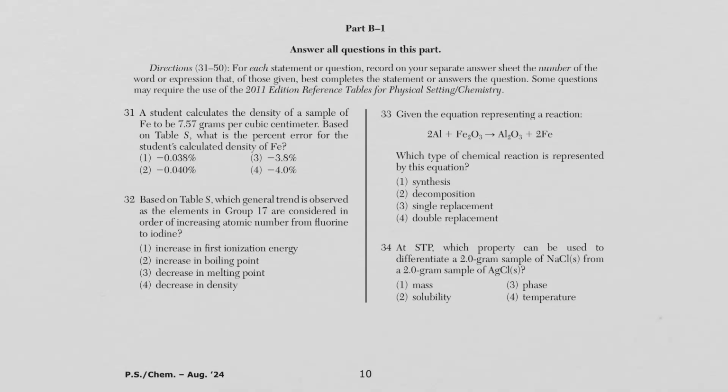For 31, a student calculates the density of a sample of iron to be 7.57 grams per cubic centimeter based on Table S. What is the percent error for the student's calculated density? All right, we're going to go to Table S, and we also got to go to Reference Table T. And the reason why I say that is we want to look at the percent error mathematical formula.